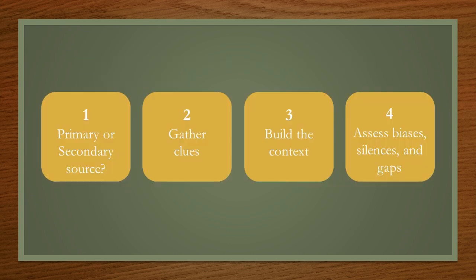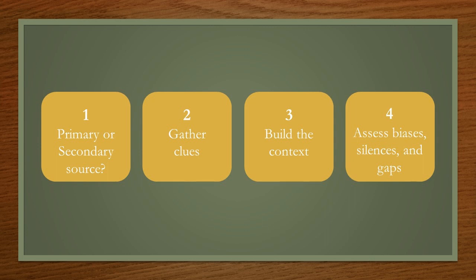In this video, we've broken down a document analysis of a primary source into 4 steps. First, determine whether the source you are analyzing is a primary or secondary source. Then, gather clues or basic information about your source, such as the year it was created or the author. Next, use the clues you have gathered to build the historical, social, and cultural context in which the source was created. You may need to look to outside sources for help in learning more about the context. Finally, assess your source for biases, silences, and gaps.